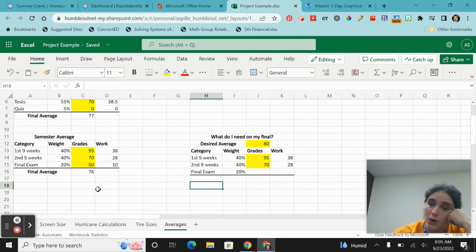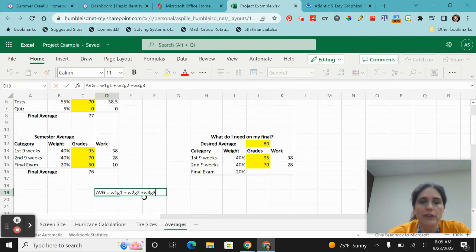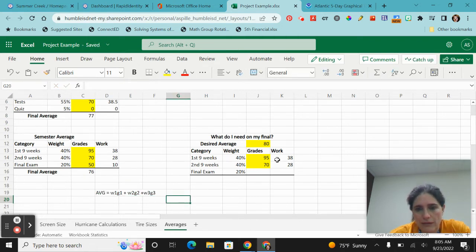So now I'm going backwards. Normally my average, you don't have to type this, I'm just putting this, would be weight one times grade one, plus weight two times grade two, plus weight three times grade three. In this case, we know weight one, grade one, and that's right here. We know weight two times grade two is right here. We know the weight of the third one, but we don't know the grade. So I'm going to unravel this. To get the grade by itself, first I have to subtract these two from the average, and then divide by the weight.